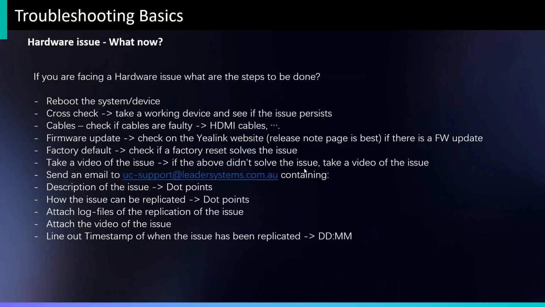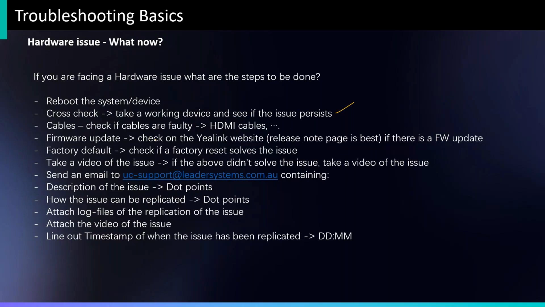Now, if you are in the end having a hardware issue, what are the steps to be done? First, reboot the device, reboot the system. Cross-check. Take a working device and see if the issue persists. That is something Yealink will ask you. Cables: check if cables are faulty, HDMI cables, USB cables, these kind of things, cross-check with them.